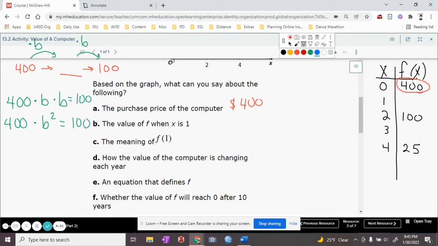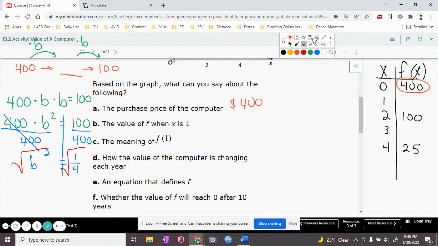So we can go back to our equation solving skills we learned first semester to get this b squared by itself. I'm going to divide both sides by 400. That gives me b squared equals 1/4. Okay, b squared equals 1/4. How do we undo squaring? I think we've talked about that before too. The opposite of squaring, or the inverse operation of squaring, is square rooting. So what I'm going to do is square root both sides.